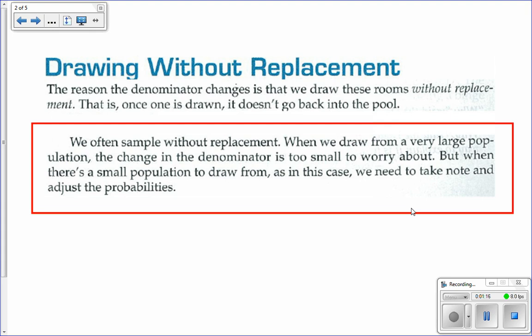That'll all be for later discussions, but this idea about drawing without replacement isn't a big deal if your population is very large. Like if you had 1,000 cards that were all shuffled, it wouldn't really matter whether you were drawing without replacement or not. But if you only have a deck of 52 cards, then it would make a difference.